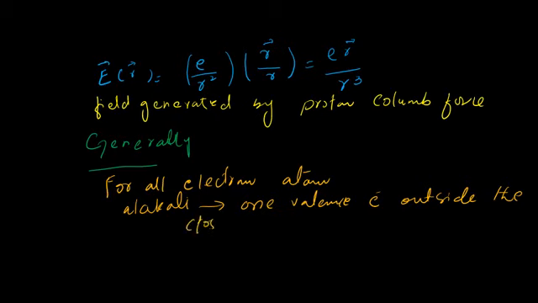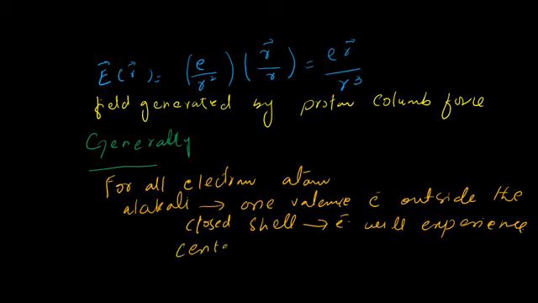When it has one valence electron outside the closed shell, it means that the valence electron will experience the central force. Now what is the central force? The central force is also called the Coulomb potential. We can write it like the Coulomb potential.